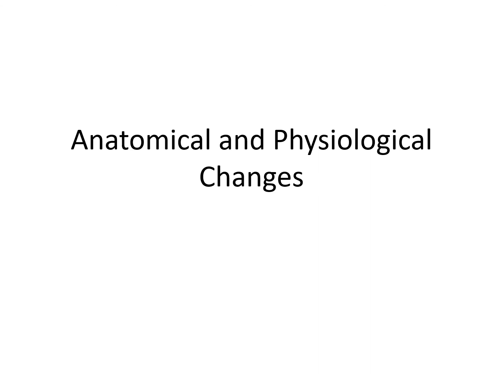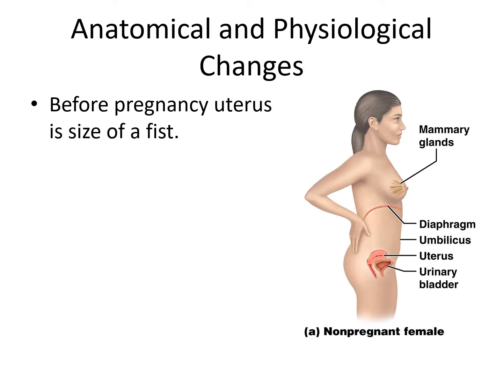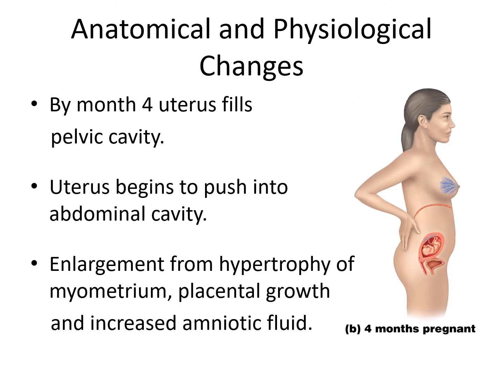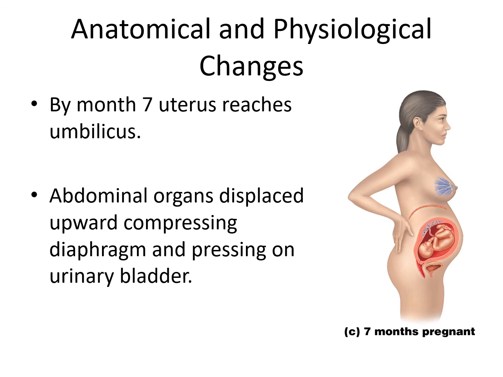So let's look at some of the anatomical and physiological changes that occur in pregnancy, to the mother at least. Before pregnancy, the uterus is the size of a fist, very tiny. But by 4 months, the uterus fills the pelvic cavity. The uterus begins to push into the abdominal cavity and enlarge it, from hypertrophy of the myometrium, the placenta, and increased amniotic fluid. By month 7, the uterus reaches the umbilicus.